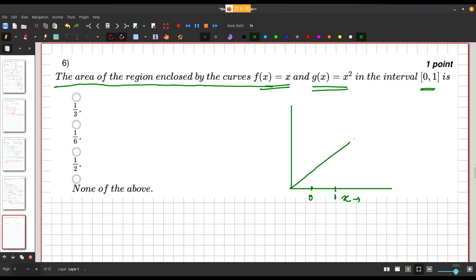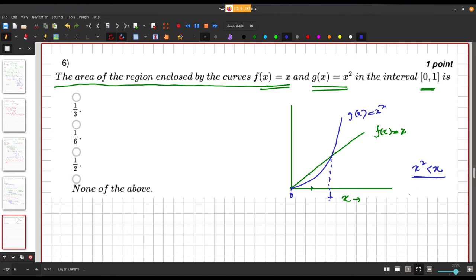So fx equal to x will be given by this curve, and we can use a different color for gx equal to x square. Now let me draw them a bit differently here. So let this point be 0, this point be 1. So in this interval 0 to 1, x square is actually less than x. Okay, so this you have to note to solve this problem, and we have to find the area of this enclosed region.